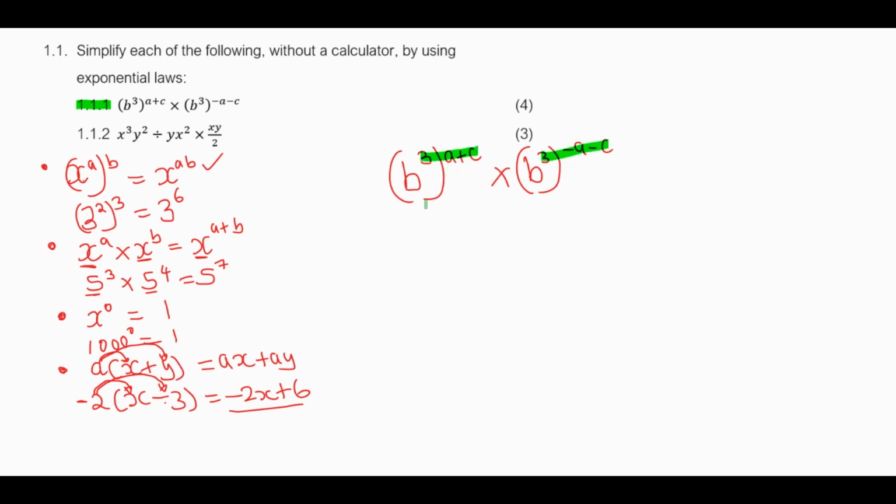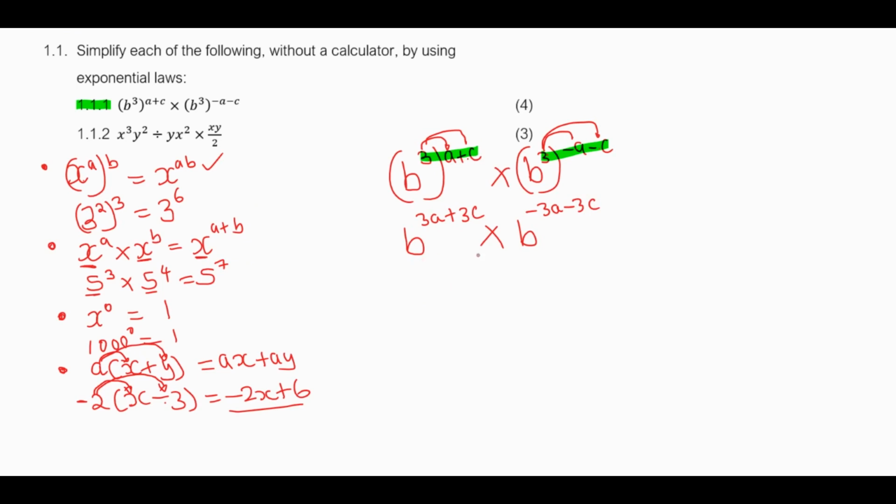Please be careful when multiplying this. The common mistake here is that people just multiply the 3 with the a. We're distributing this 3, so it's 3 times a and then 3 times c, 3 times negative a, 3 times negative c. So it's b to the power 3a plus 3c, then times b to the power negative 3a, negative 3c.